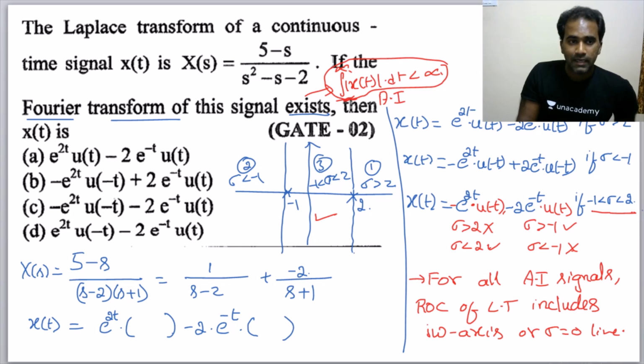Okay, right. So with this, we've covered the problems on inverse Laplace transform. So any other problem on inverse Laplace transform, you just do it in the same procedure. Okay, fine. So what is the answer now? So minus e power of 2t into u of minus t minus 2 into e power minus t. Yeah, the answer is third one.